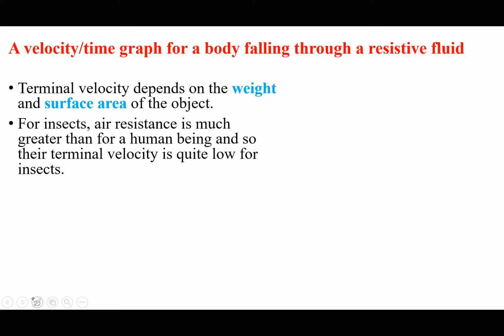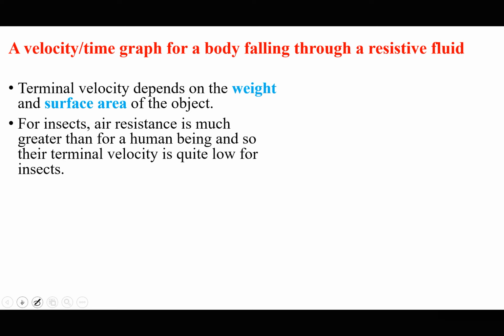The terminal velocity for insects is very low, so they just accelerate over a smaller distance. They just gain a smaller velocity and reach terminal velocity because of their small weight. Yet for human beings, the terminal velocity is going to be bigger because of the weight of a human being. The human being will gain much more velocity before reaching terminal velocity.